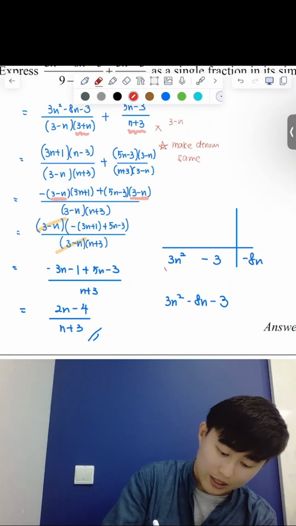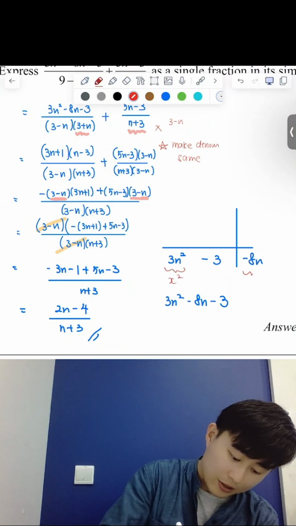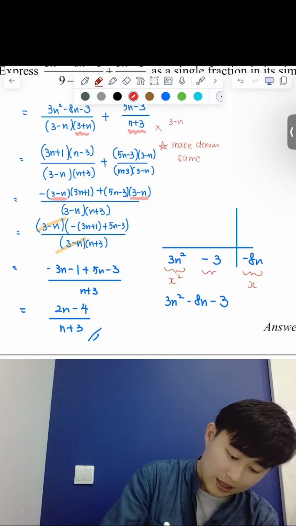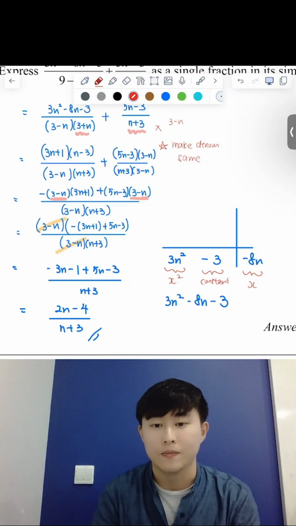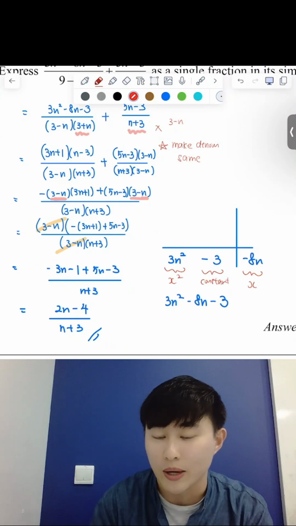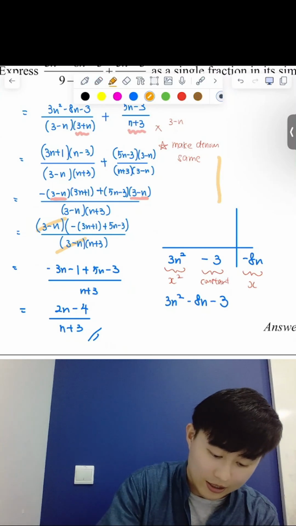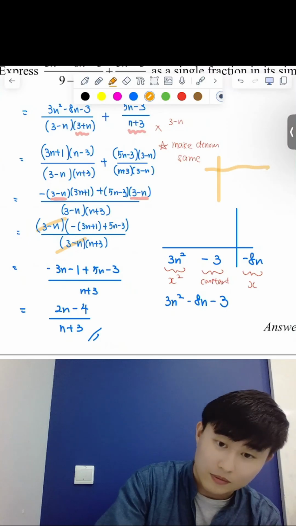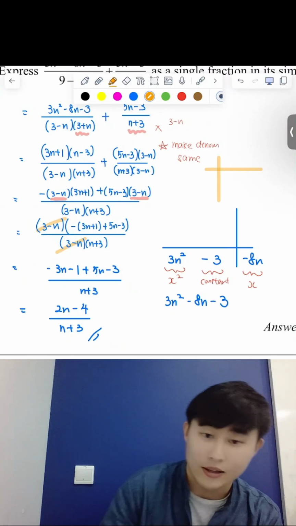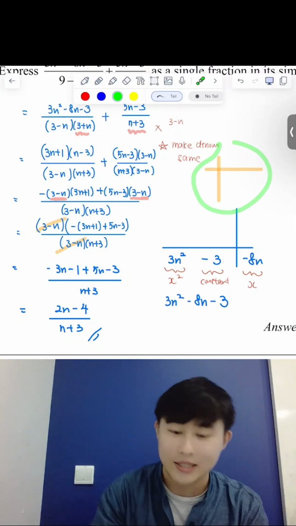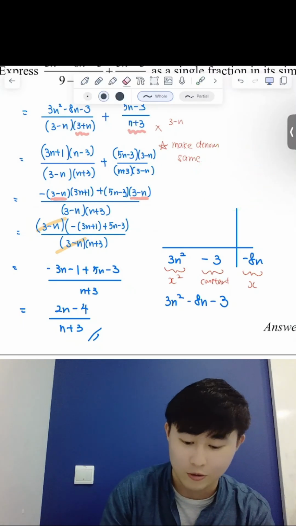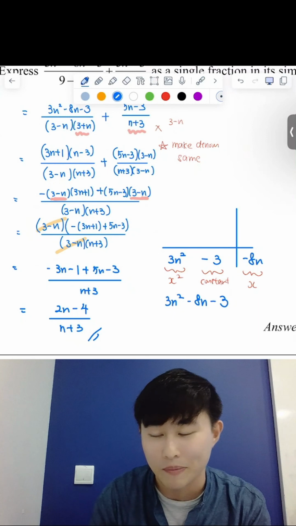What you want to remember is this: this is always the x squared, this is always the x, and this is always the constant term. Yes, cross factorize, correct. I know some schools don't teach it this way. Some schools teach it like this, in another shape. Also can, it's actually the same thing. There's no difference. That was what I learned back then in my time.